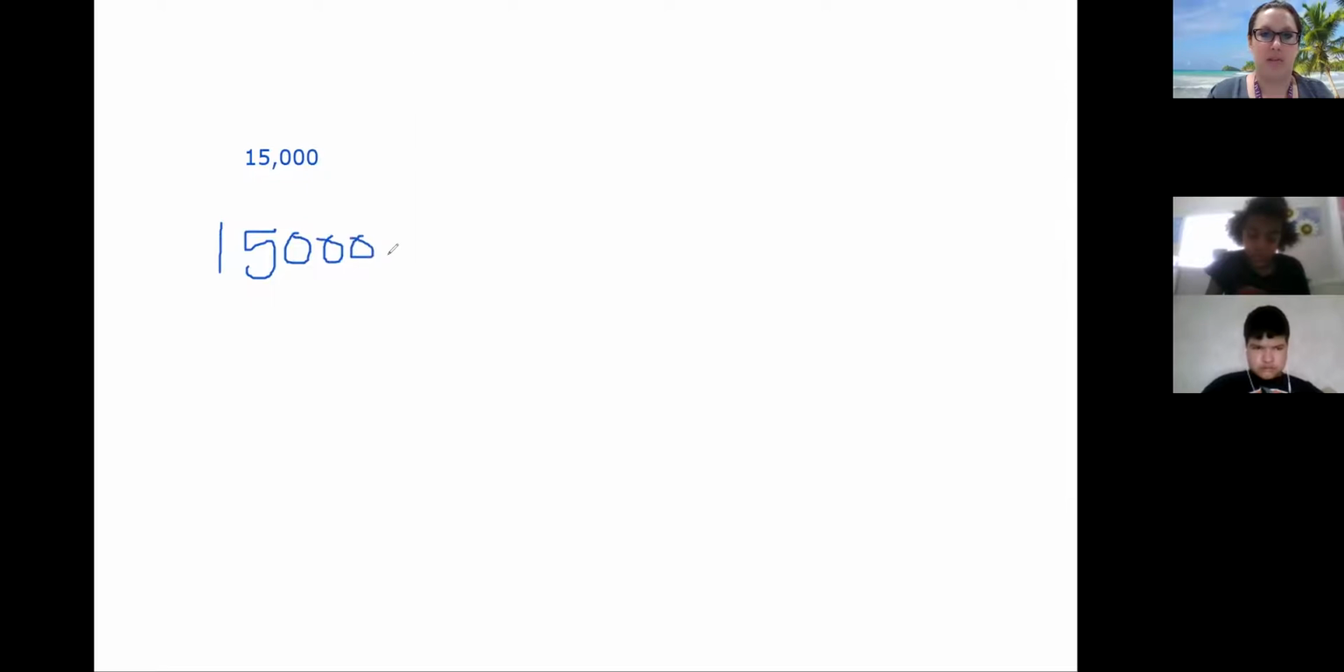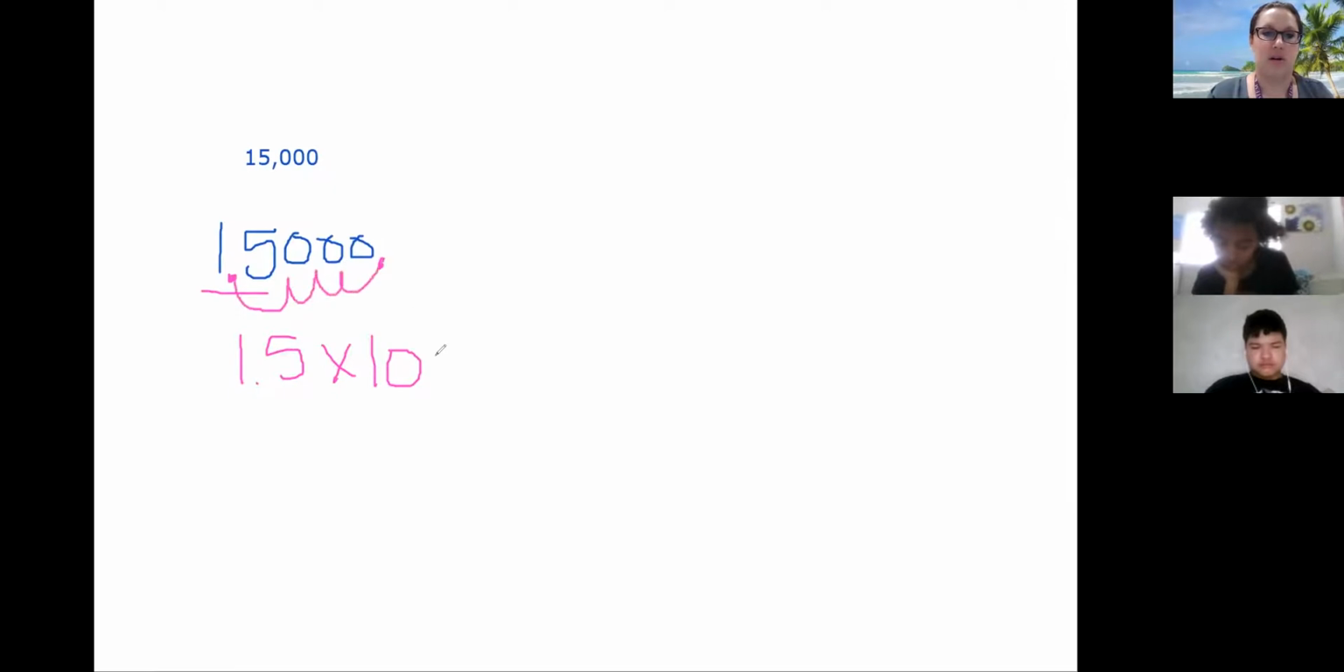So step 1, we put a decimal at the end. Step 2, put a decimal behind the first number. So see, it says 1.5 right there. That's the beginning of our scientific notation, times 10 to the something. So to find that exponent, we're going to count 1, 2, 3, 4. So times 10 to the 4th.